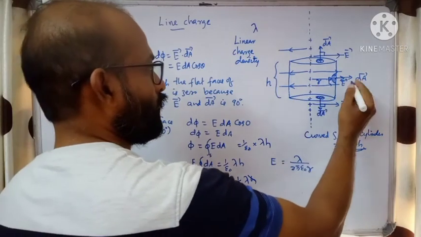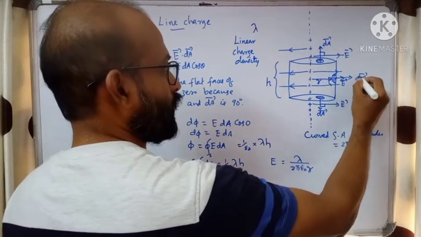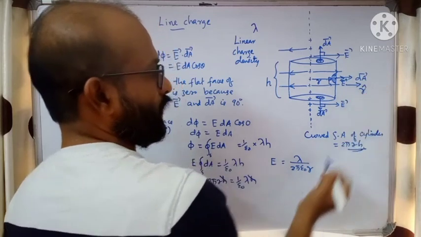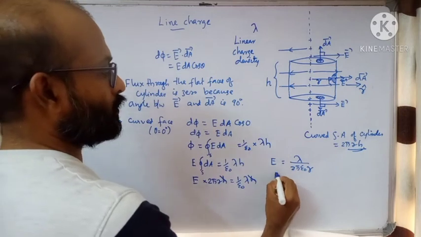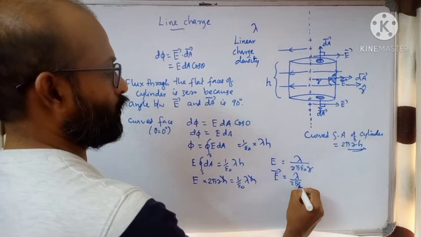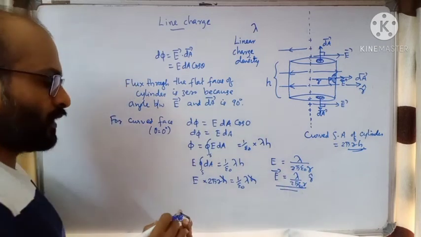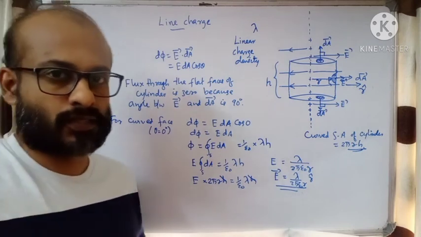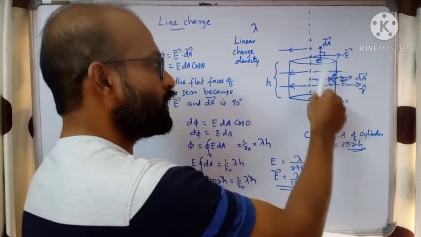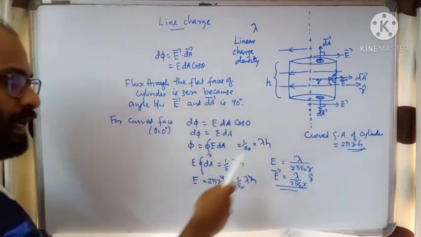Vector E is in this direction, the direction of the electric field. In this direction I can consider a unit vector, r cap. So how can I write it in vector form? Vector E is equal to lambda by 2 pi epsilon 0 R into r cap. This is the vector form of the electric field due to a line charge. What is r cap? r cap is a unit vector in the direction of the electric field. So we have got the equation of the electric field due to a line charge.